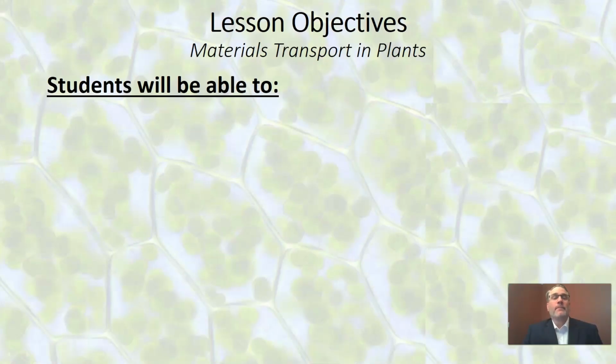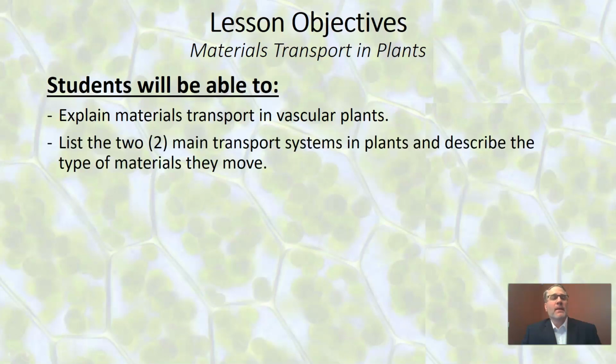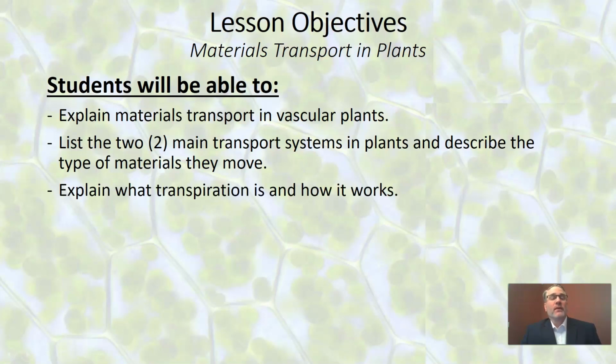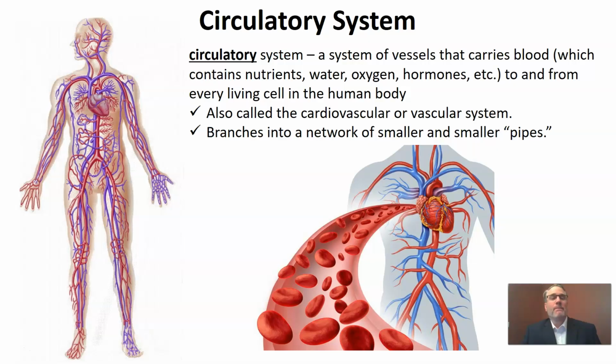Here we go. So here are our objectives for today. By the end of this lesson, you should be able to explain materials transport, moving things around, in something called vascular plants. I also need you to be able to list the two main transport systems in plants and describe the types of materials they move. So plants have two types of transport systems. You need to be able to explain what transpiration is and how it works. Explain what sap is and what types of materials can be found in it.